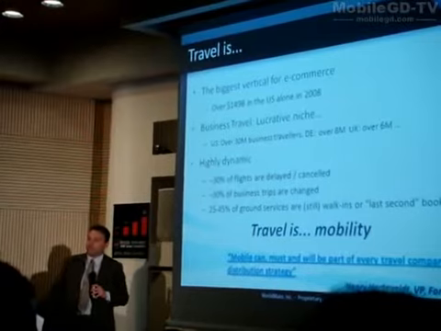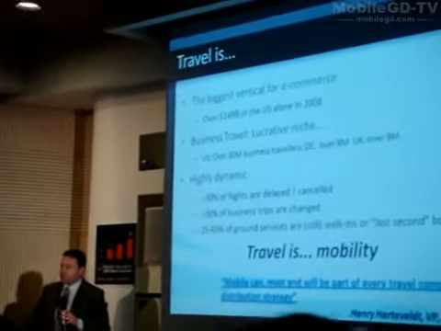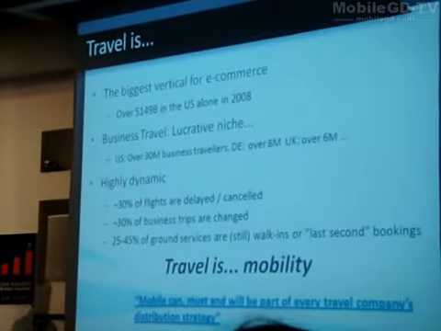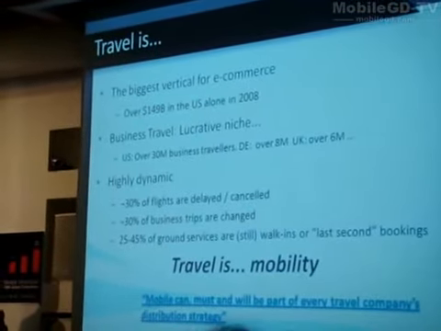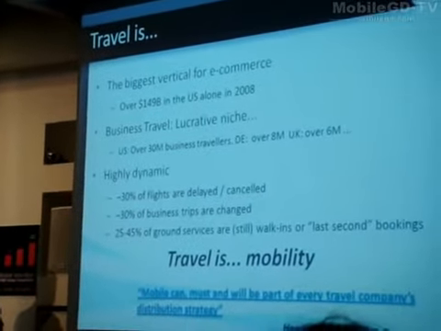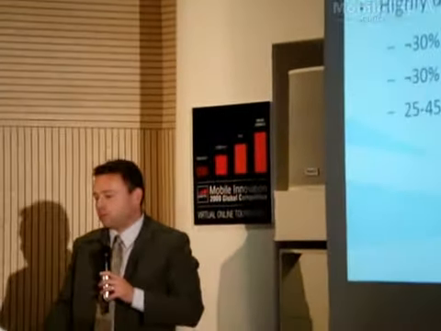Okay, so we're nominated in the vertical category. So let's talk a little bit about our vertical, travel. Travel is obviously a huge business, but did you all know that travel is the biggest single vertical for e-commerce on the internet, with over $149 billion of travel products booked just this year in the US alone.